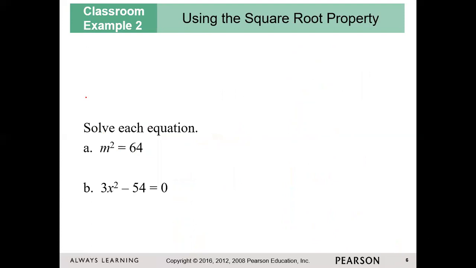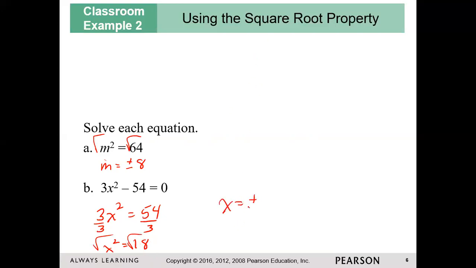Okie dokie, so let's take a look at this. So again, we will take the square root of both sides because we're trying to figure out what m is, and that gives us m is equal to positive and negative 8. Easy peasy lemon squeezy. Over here, we have 3x squared. Add 54 to both sides is equal to 54. Divide by 3, and you get x squared is equal to, let's see, that's going to be what, 18? 18, perfect. So this is going to give us 18 here, and then we take the square root of both sides, and we get x is equal to positive, negative.